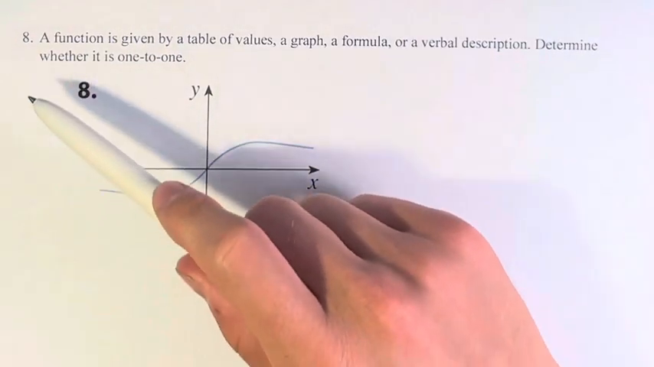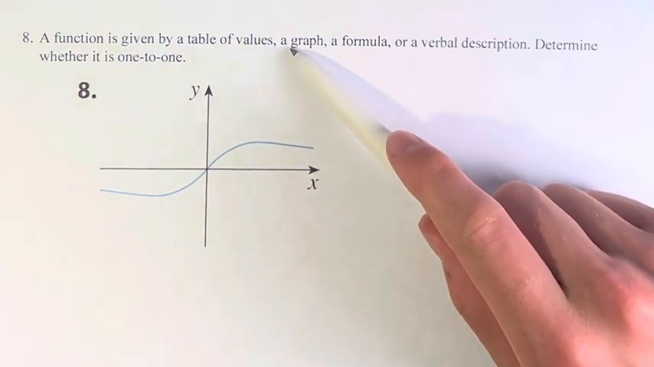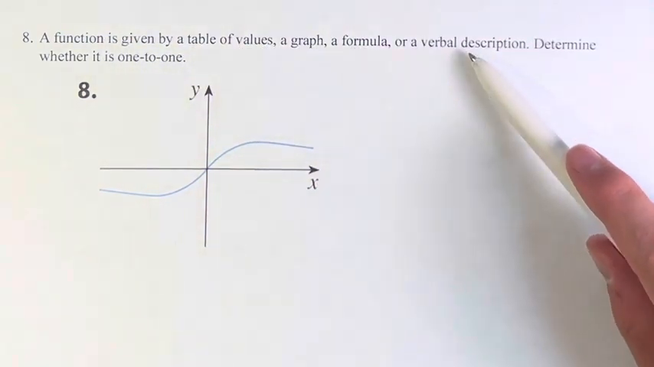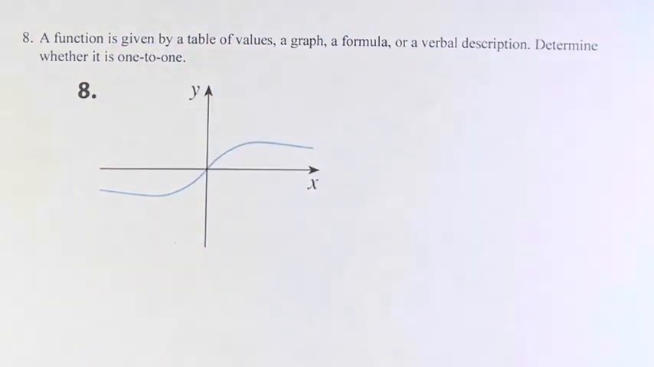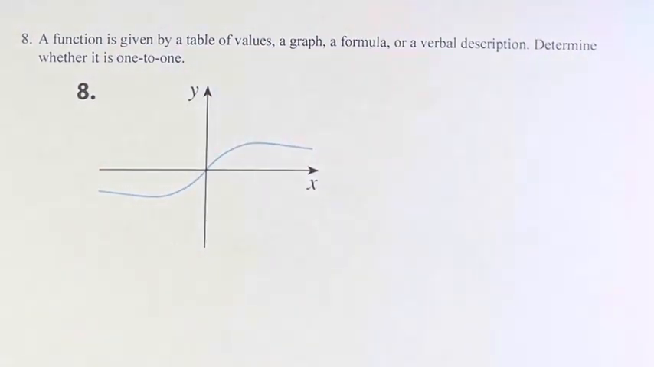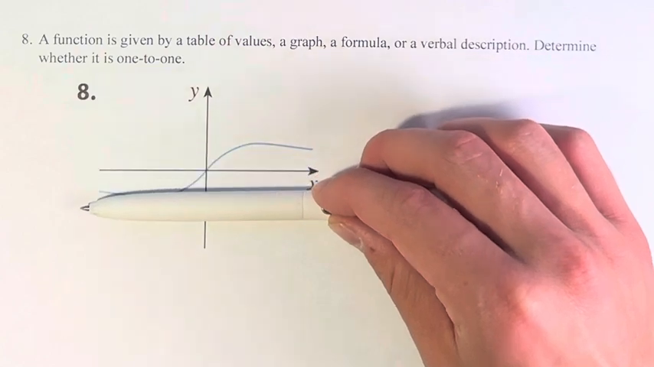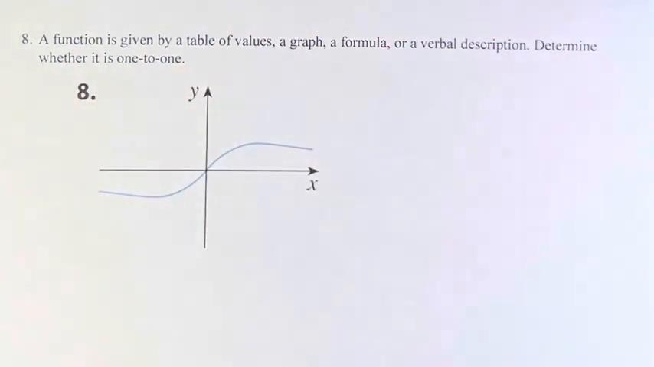In this problem, we're told that a function is given by a table of values, a graph, a formula, or a verbal description, and we're asked to determine whether it is one-to-one. So when we're looking at the graph of a function, we determine whether it's one-to-one using the horizontal line test, which states that for any horizontal line placed through the function, you will only have one intersection point.